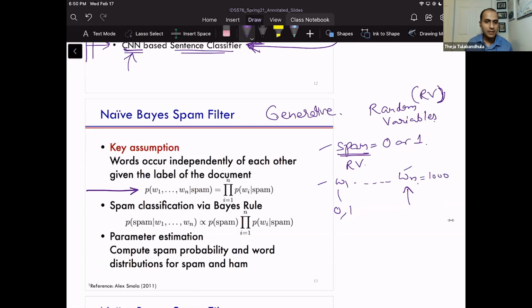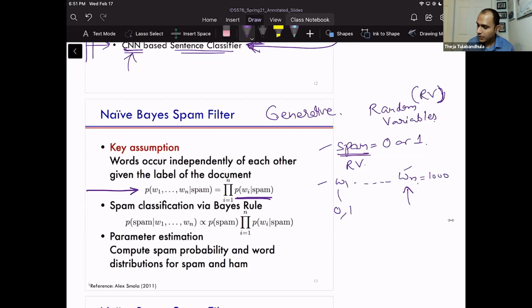There's a key assumption being made in the naive Bayes model, which is saying that if you give me the output random variable's value, whatever value, maybe it takes 0 or it takes 1, let's say some fixed value, then given that value, the joint probability of these words, the first word in the vocabulary being present in the text or not, up to the last word in the vocabulary being present in the text or not, decomposes into individual probabilities. So the joint probability is equal to the product of the individual probabilities. This is called conditional independence, and that's the key assumption in the naive Bayes model.